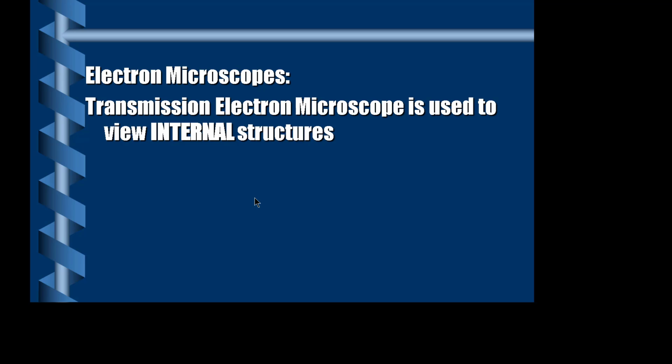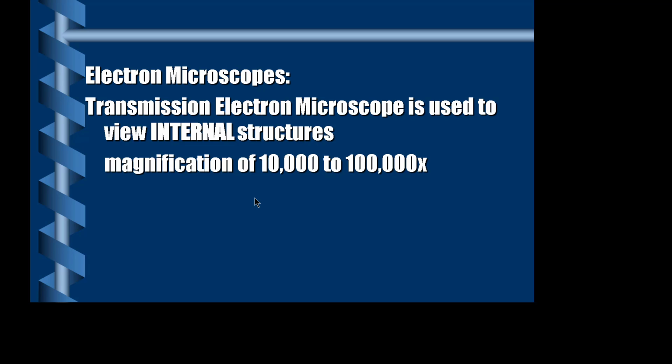The transmission electron microscope has the most powerful magnification of the four that I have listed here. So if you need to go deep and see internal structures, the nuclei, the organelles, etc. It magnifies anywhere from worst case scenario 10,000 up to best case scenario 100,000 times. It's also the most expensive of the different microscopes.